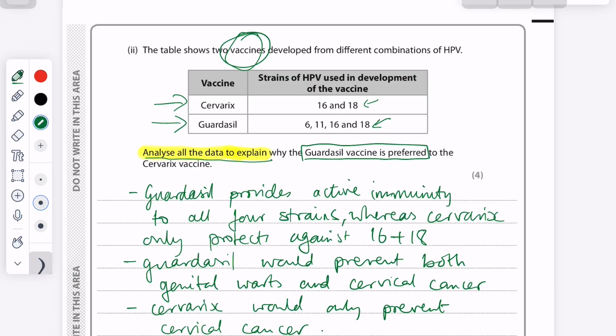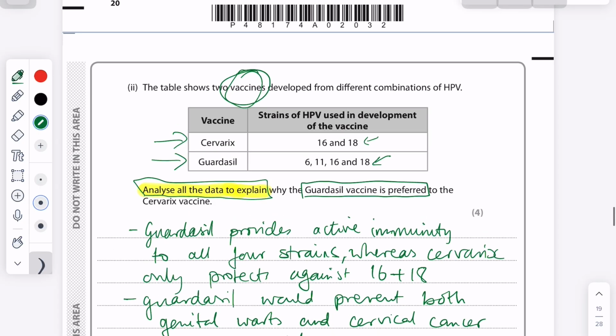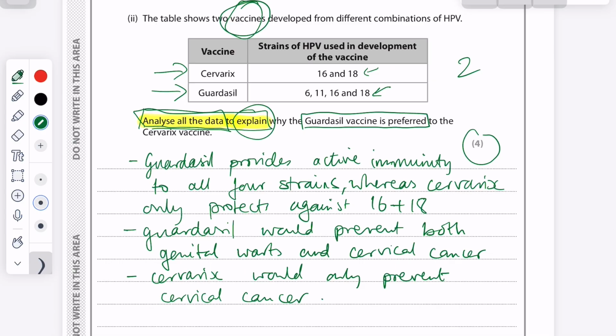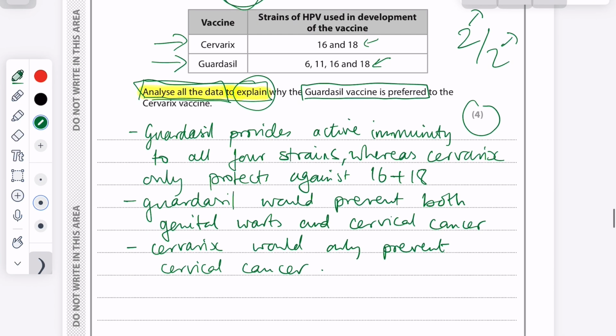It says analyze all the data to explain why the Gardasil vaccine is preferred to the Cervarix vaccine. I did struggle to get 4 things here, but perhaps because it says analyze the data and then it says explain, potentially what I could have done is divided it, so make 2 observations and then make 2 explanations. Anyway, Gardasil provides active immunity to all 4 strains, but that's an explanation point.